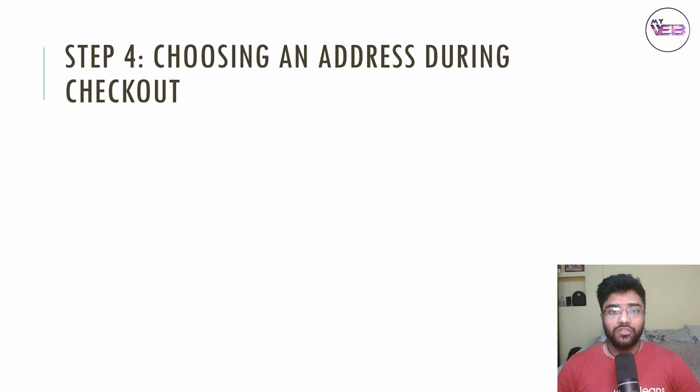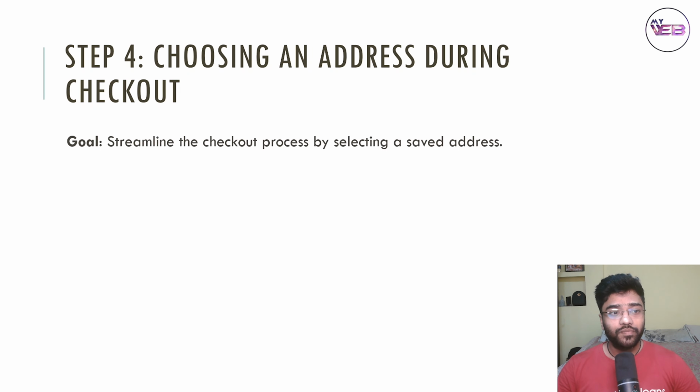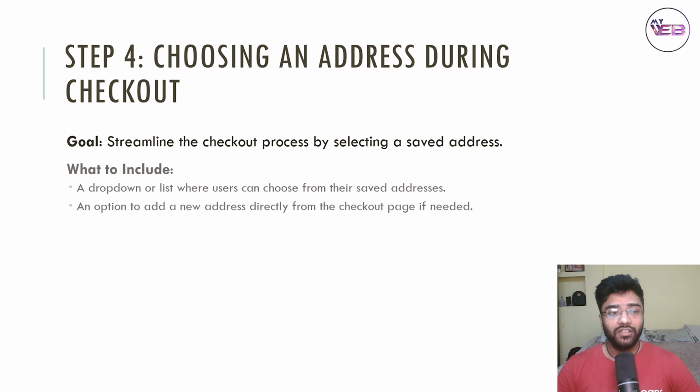And in step 4, choosing an address during checkout. The goal is to streamline the checkout process by selecting a saved address. We just need to select an address by clicking on a button or any kind of form. What's included? A drop-down or list where users can choose from their saved addresses. So during the checkout process, I just show all the saved addresses in a list, and then users can select from that list during the checkout. An option to add a new address directly from the checkout page if needed.